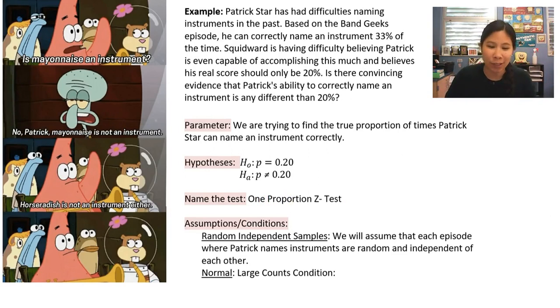All right, our next step is our assumptions and conditions, and this is where it gets a little awkward because I really wanted to use a SpongeBob example, but trying to make this into a nice statistics problem is a little awkward, but we'll go with it. That way you can see some examples of how, when things don't work out, this is what you should say. So if we are looking for random independent samples, well, a sample for us is considered an episode, I guess, because we're saying in the Band Geeks episode, he can name an instrument 33% of the time.